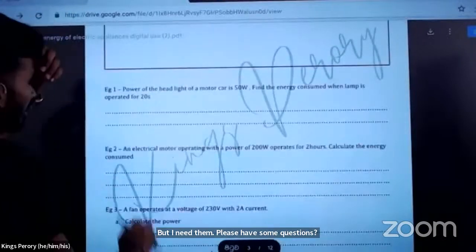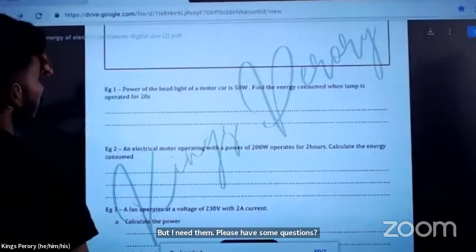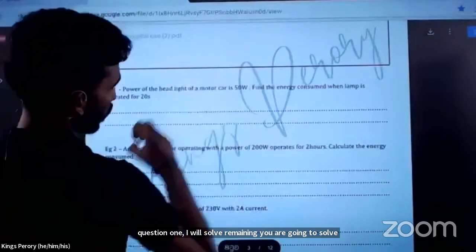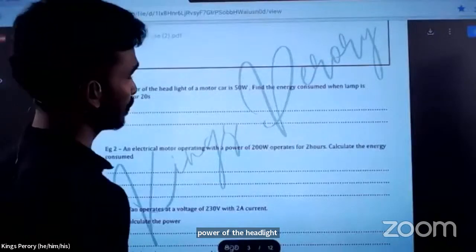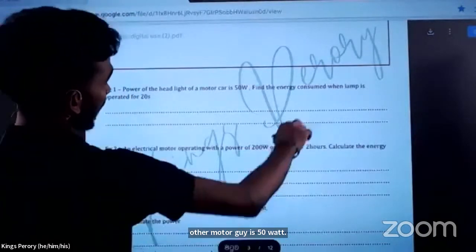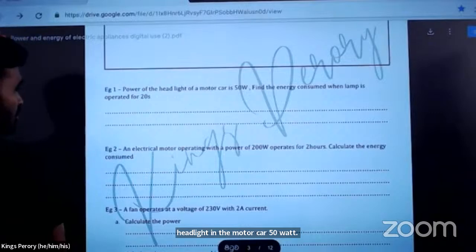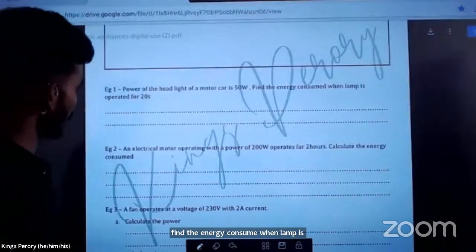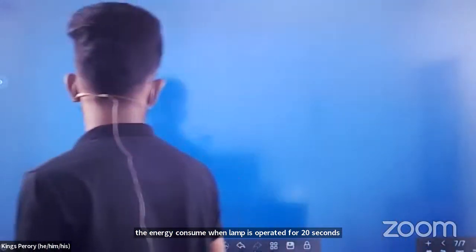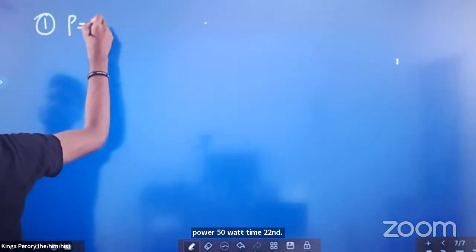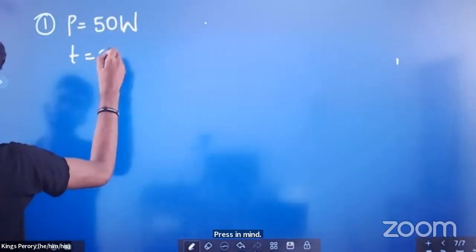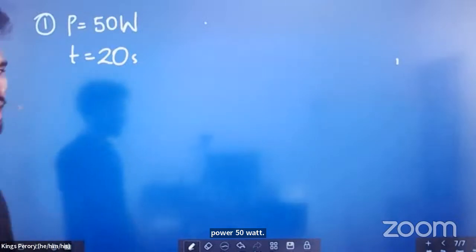Example question 1, I will solve. Remaining you are going to solve. Power of the headlight of a motor car is 50 watt. Find the energy consumed when the lamp is operated for 20 seconds. Question 1: power 50 watt, time 20 seconds. They are asking the energy.